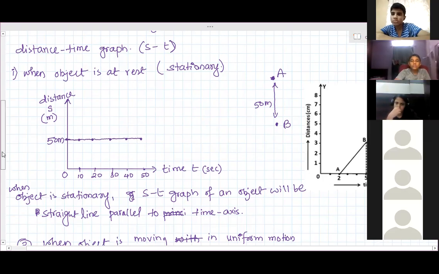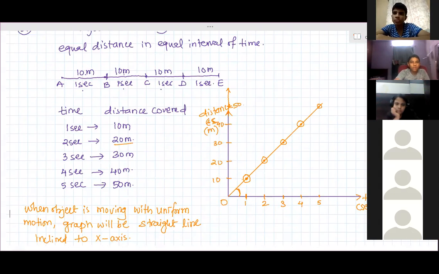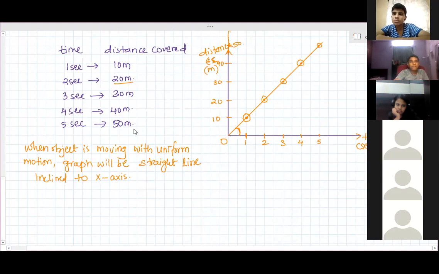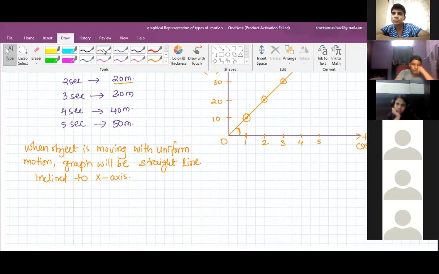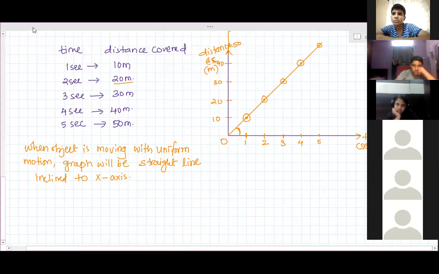Okay. So now from this graph, we can calculate the value of speed. From the distance-time graph for uniform motion, we can calculate the speed. So how to calculate speed from this uniform motion graph? For that, we have to draw a perpendicular from any one point of the graph to the x-axis. So from any one position, you have to draw a perpendicular.